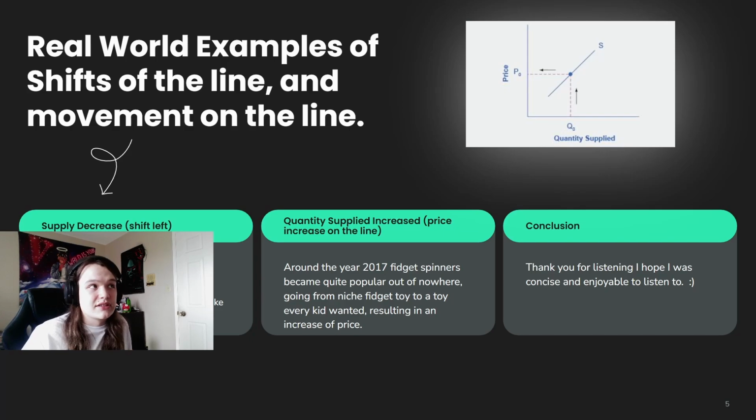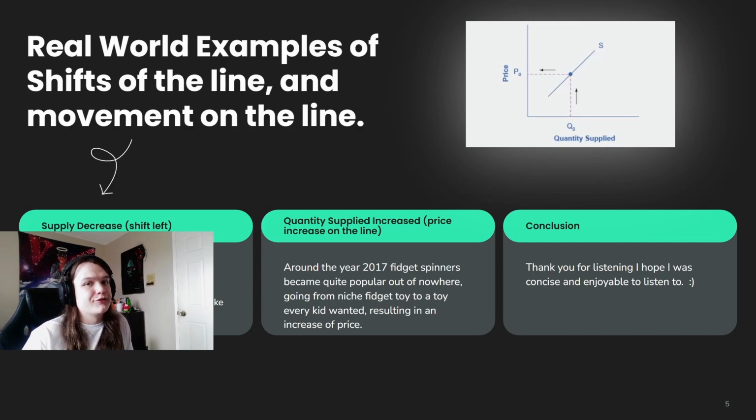So, examples of this in the real world include a shift left with Nintendo when it announced in August 2025 that it would increase the prices for their older consoles because of tariffs from America, which made it harder to produce their product. So, it's a whole shift left.